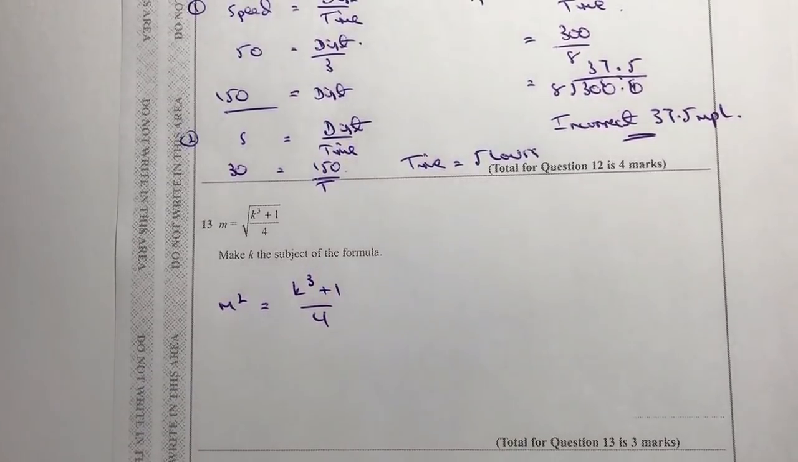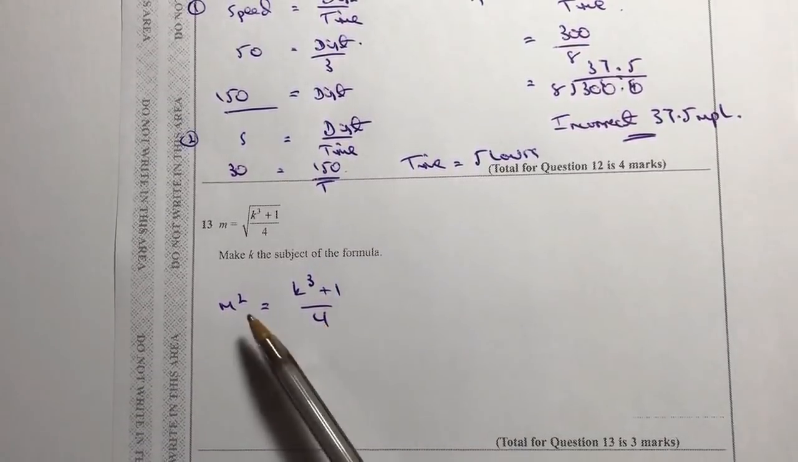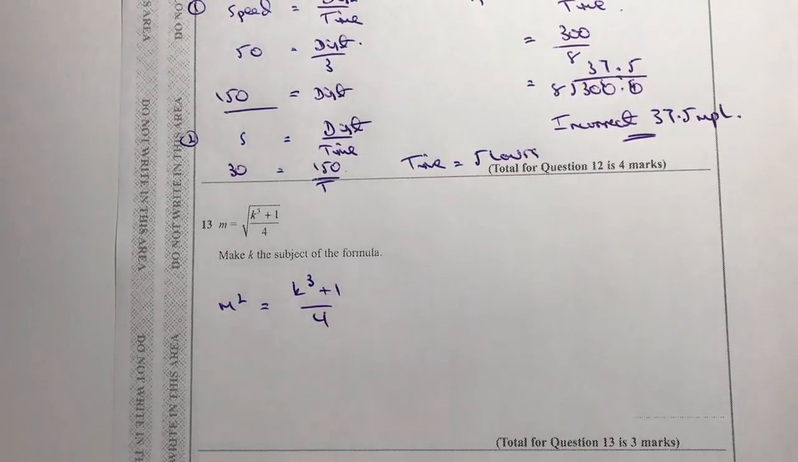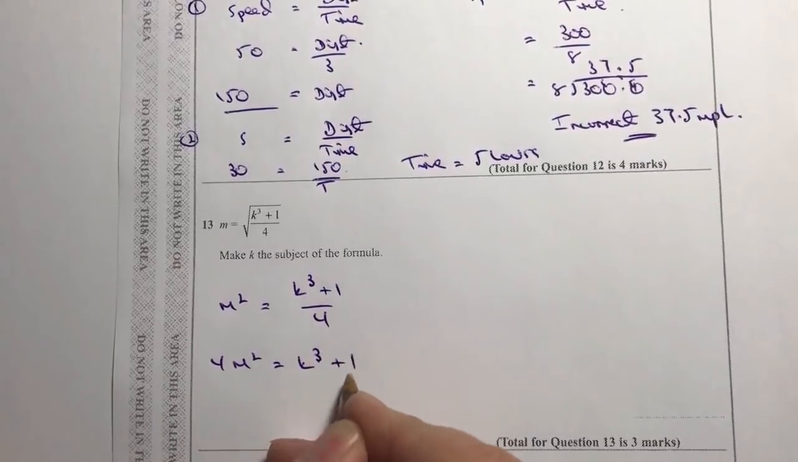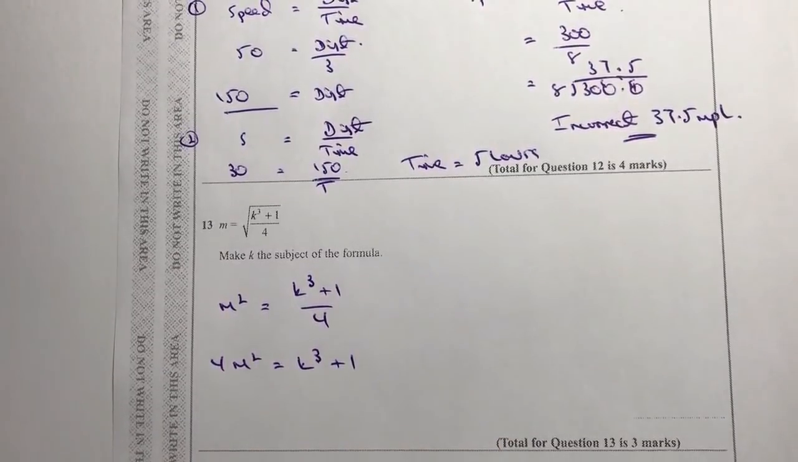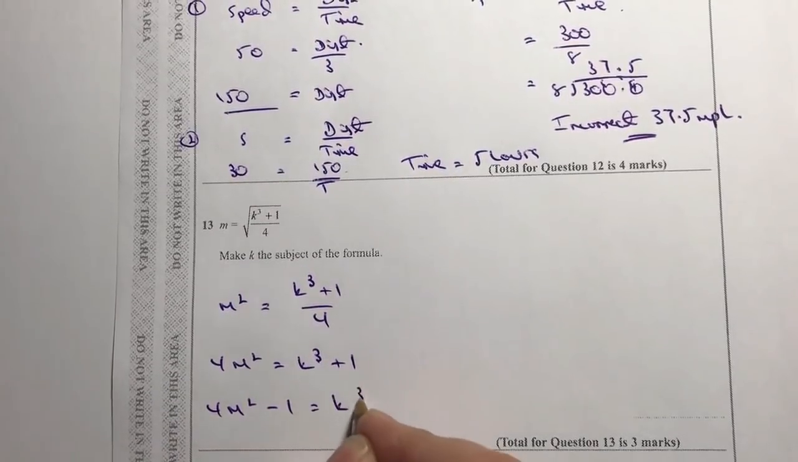Okay, I'm then going to cross multiply by 4 on both sides, and I get 4m squared equals k cubed plus 1. I need to then get k cubed on its own, so I'm going to get rid of this plus 1 by minusing 1. So that's going to give me 4m squared minus 1 equals k cubed.